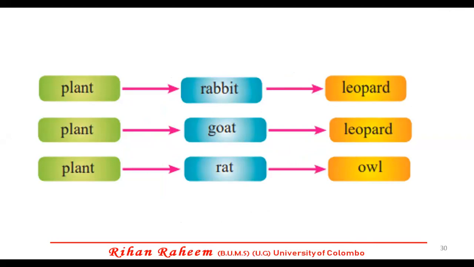Plant is eaten by rabbit. Rabbit is eaten by leopard. Plant is eaten by goat. Goat is eaten by leopard. The other one, plant is eaten by rat. Rat is eaten by owl. Like that, if you write one by one, what is the name given? Food web or food chain? Food chain. Okay, it is known as the food chain.